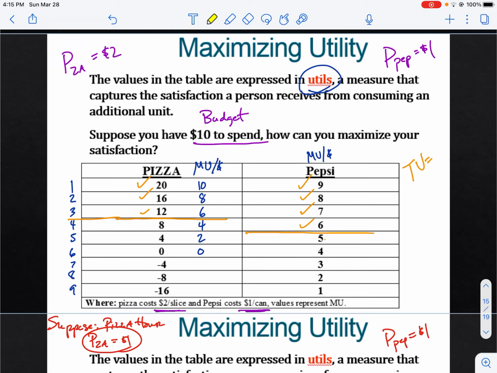Hey everyone, I want to pick up with where we left off in class on consumer choice theory. We were looking at a table of marginal utility from two different goods, pizza and Pepsi. In order to use the rule of equal marginal utility per dollar spent, we had to adjust by the price. We divided the marginal utility from pizza by the price of pizza, which was $2, and got marginal utility per dollar. Then we did the same thing for Pepsi, but Pepsi only cost $1, so we could just work from the numbers in the table. Then we thought about our budget of $10 and how we would allocate it to get the most bang for our buck, or the most marginal utility per dollar.